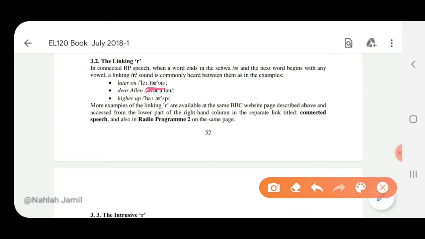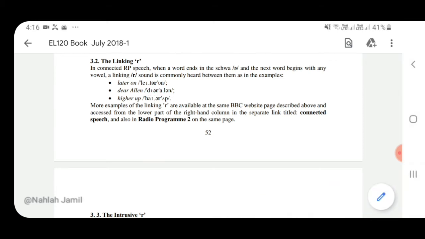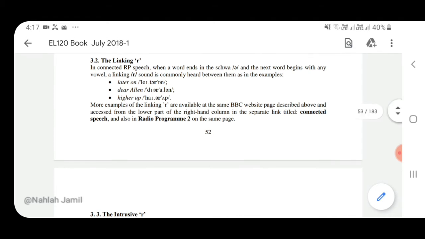Then the second one is "Dear Alan". It's not going to be "dia Alan", it's going to be "dear Alan", okay? They're going to pronounce the R. Then "higher up" as well, before R there is schwa, and after R there is a vowel, so the R is pronounced. This is what linking R is.